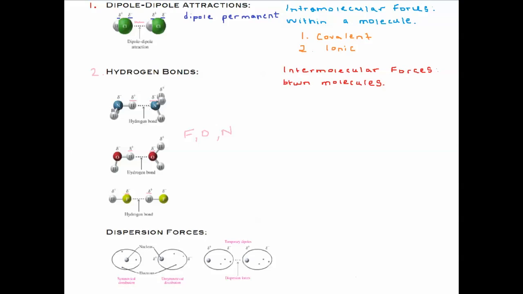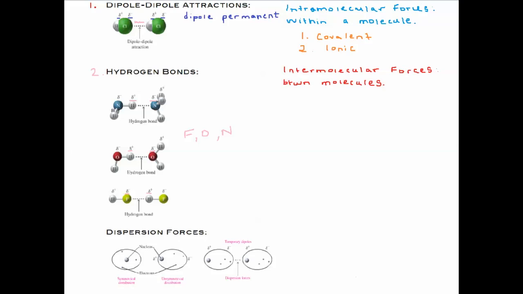Therefore, because this is so partially negatively charged, because it's basically almost stealing the electrons from its hydrogen, and this one is almost losing its electrons to nitrogen, this partial positive and this partial negative is much stronger than in other dipole-dipole examples. So because this is a much greater partial positive charge and a much greater partial negative charge, hydrogen bonding is extremely strong, and therefore we distinguish it from regular dipole-dipole attractions. All right, so those are the first two.